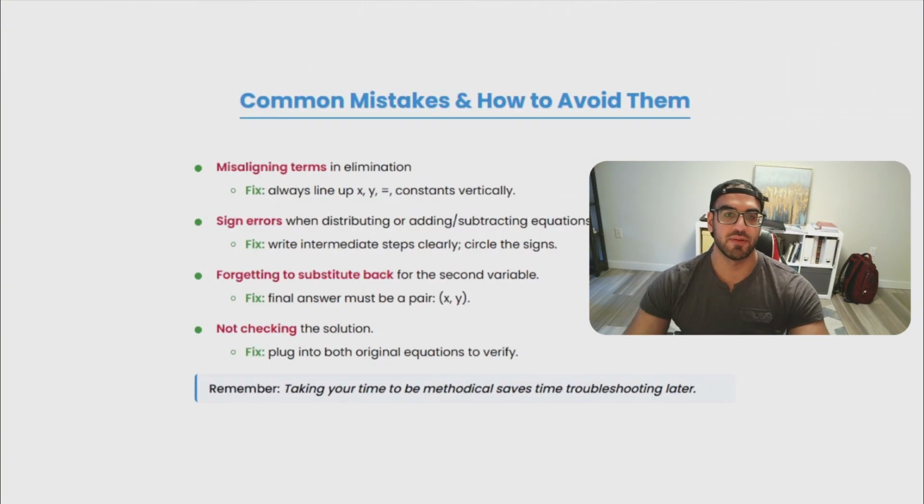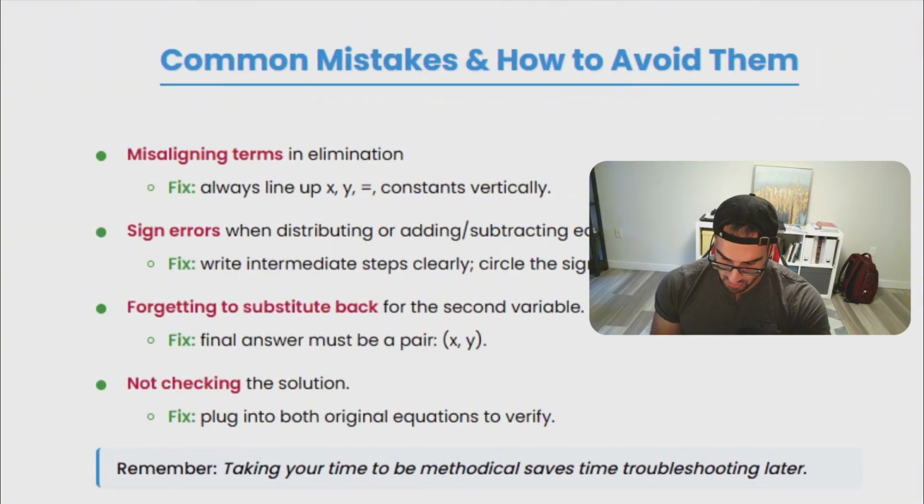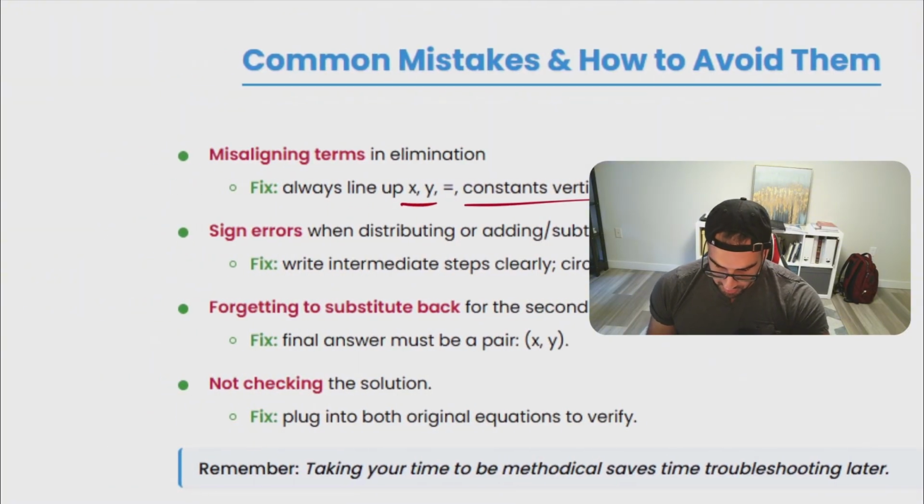So there are some common mistakes and how to avoid them. The very first thing is misaligning the terms of elimination. Remember, always line up X and Y and the constant vertically. Remember that. Another thing is about the sign errors, which I guess I mentioned millions of times. Remember that your signs should be right while doing addition and subtraction.